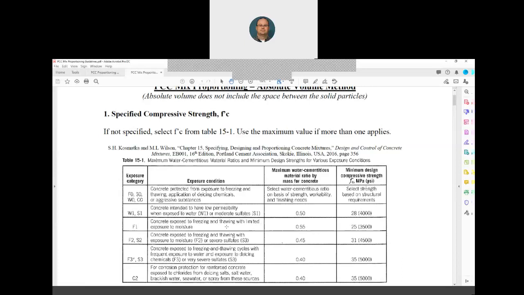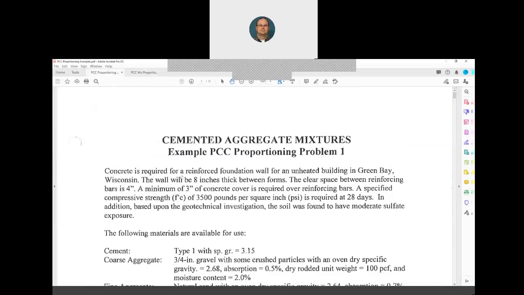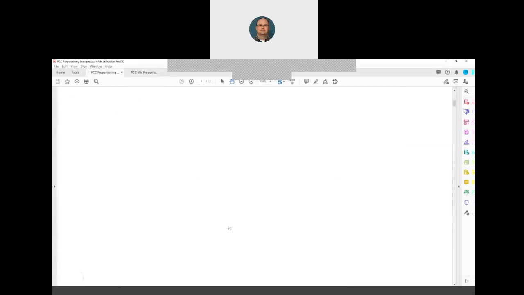Okay, what's my worst case scenario? If I look here, I have 4,000 and 3,500. So I have moderate sulfate, so I want to design it for 4,000. But my structural design is 3,500. So I am going to choose 4,000.